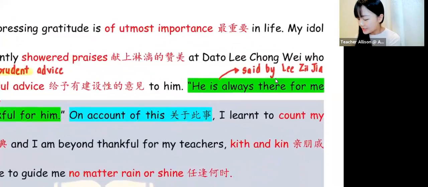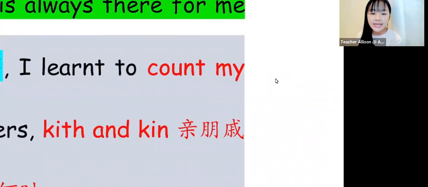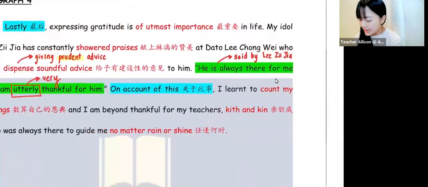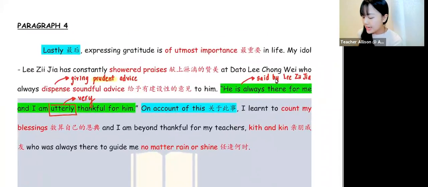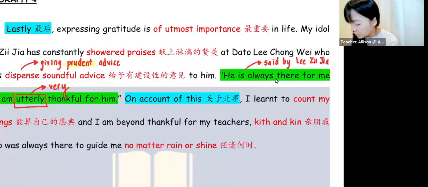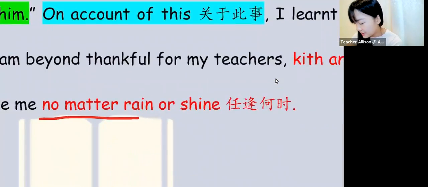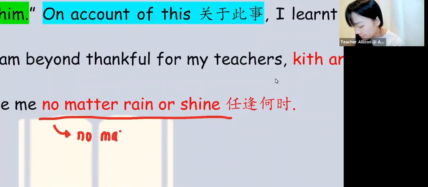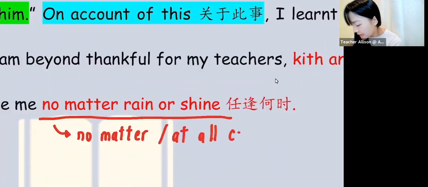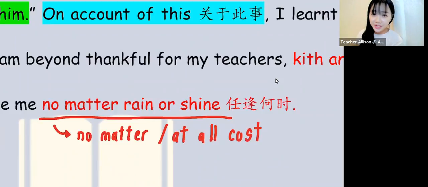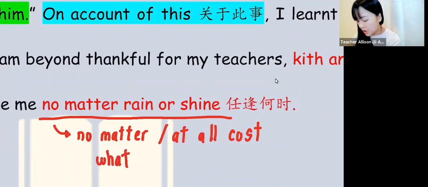So guys, what is the meaning of kith and kin? Kith and kin stands for your friends and family. Friends and family, kith and kin. And last but not least, who was always there to guide me no matter rain or shine. So if you were paying attention, no matter rain or shine, just now we have given a few examples. You can also write no matter what, or you can write at all costs. He was always there for me no matter rain or shine. He was always there for me no matter what or at all costs.